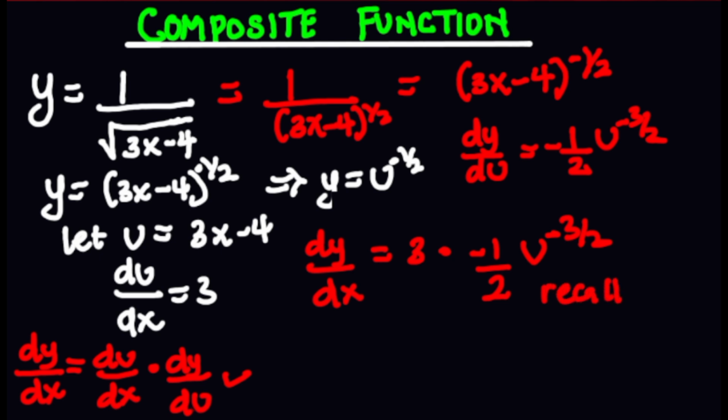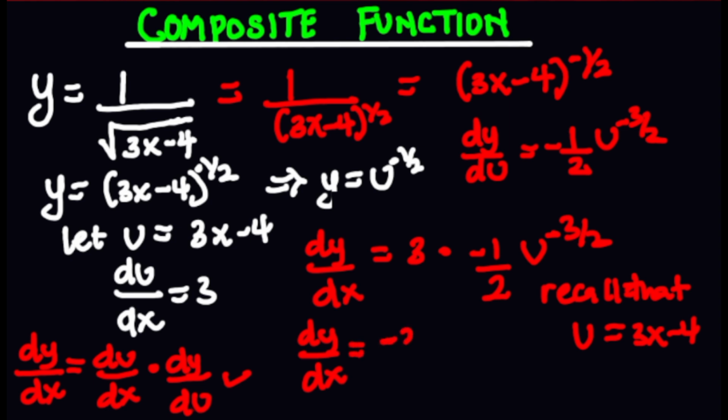Then from here, I can recall that u is 3x minus 4. So I'm going to have dy by dx equal to minus 3, open a bracket, 3x minus 4, all to the power minus 3 over 2, divided by 2, and this is going to be the answer. It's very simple. Now let's go ahead and solve another question.